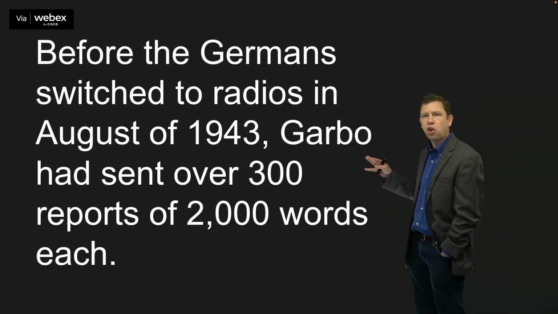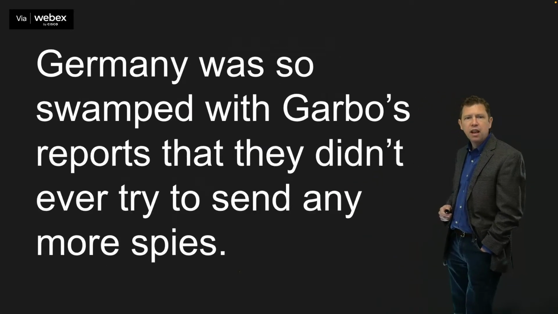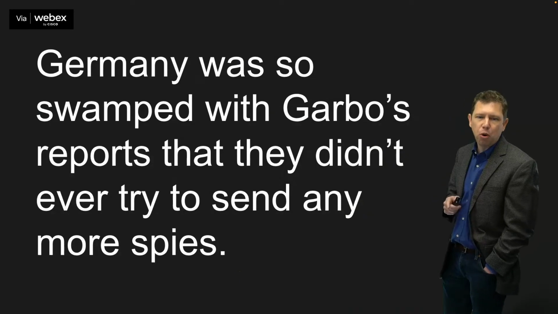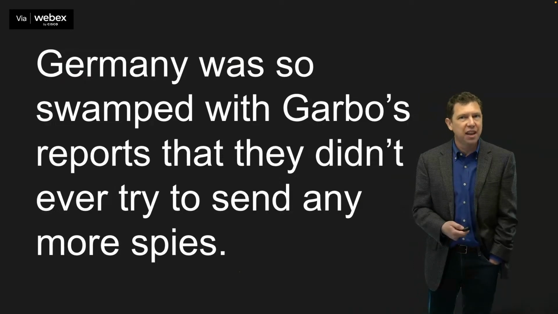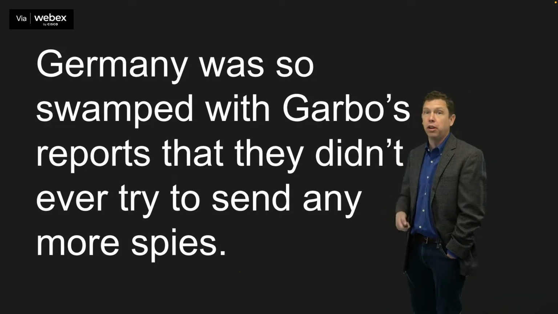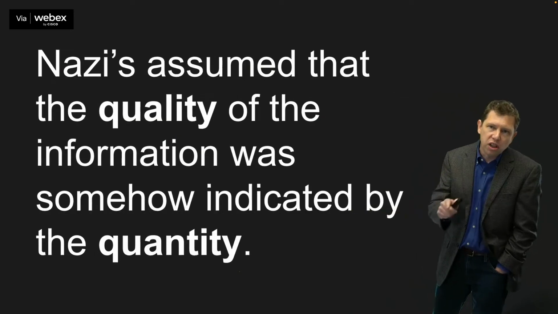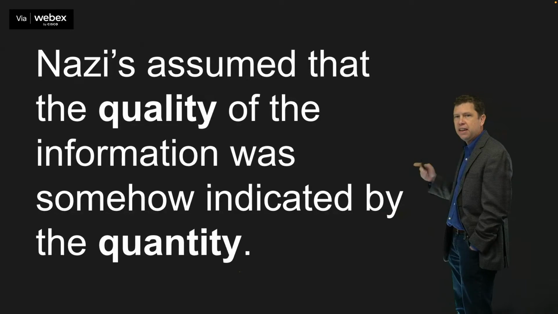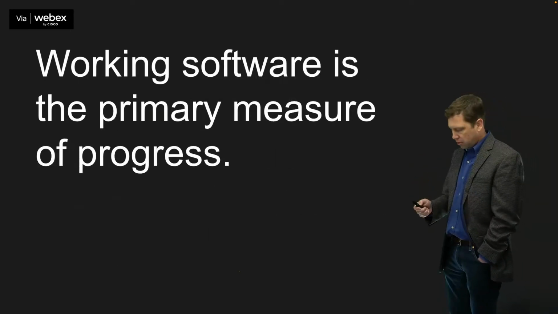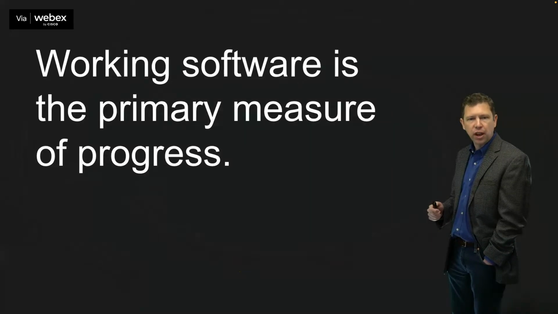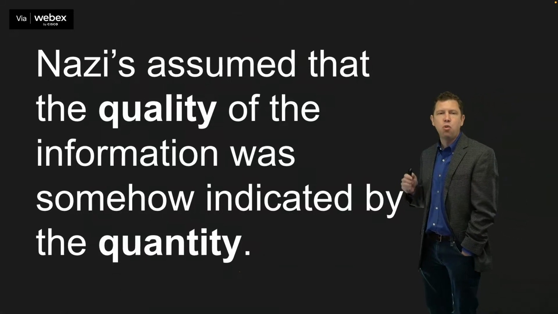If this guy had started writing novels, I would be amazed at how much he would be able to produce. Germany was so swamped with Garbo's reports that they didn't ever try to send any more spies. There wasn't any reason to send anybody else because there was so much information coming. They're like, we couldn't handle any more spies anyway. Nazis assumed that the quality of the information was somehow indicated by the quantity, but those are not the same thing. Okay, Nazis assumed that the quality of the information was somehow indicated by the quantity.